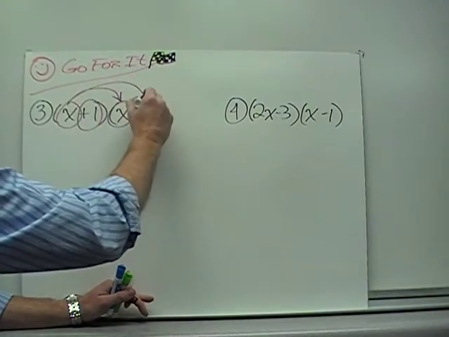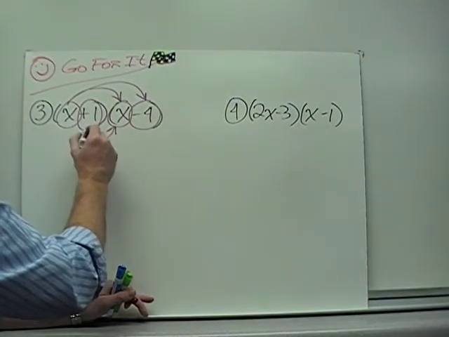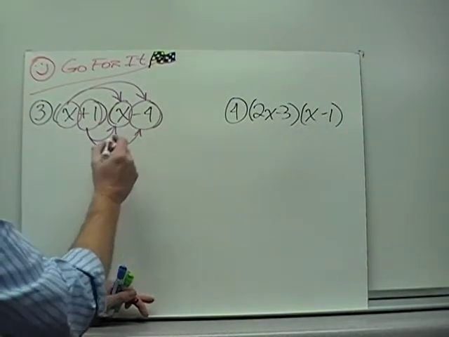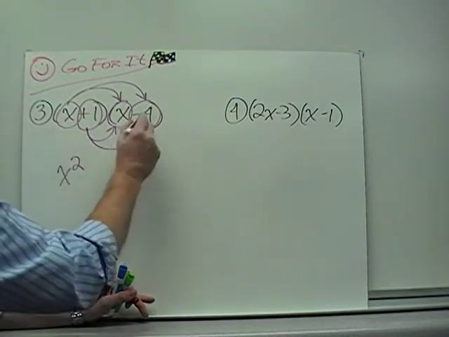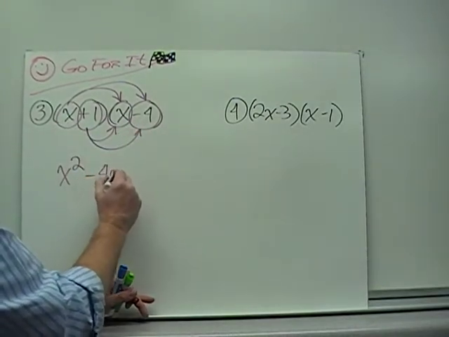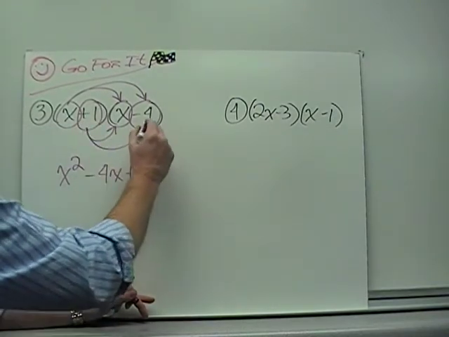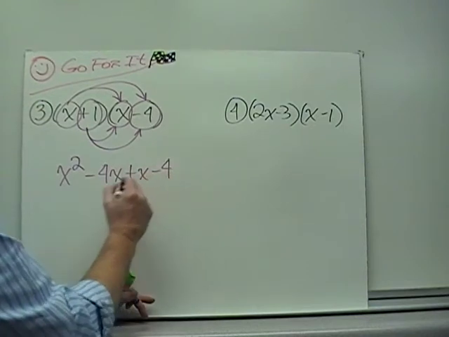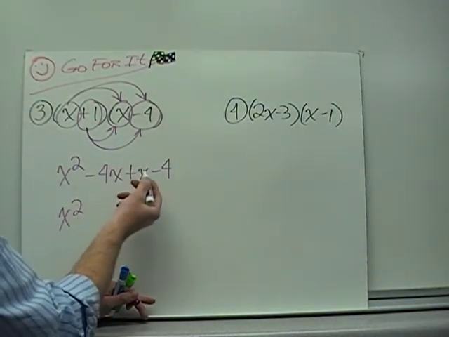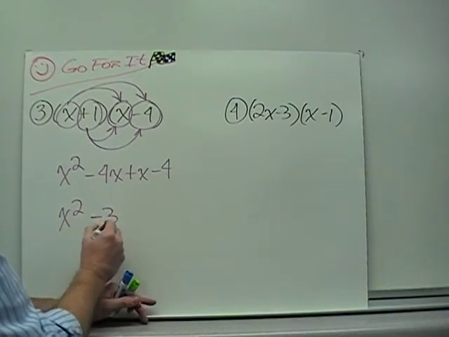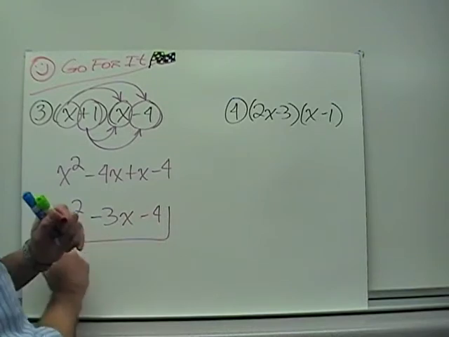First, outer, inner, and last. X squared minus 4x plus x and minus 4. Combine like terms. Negative 4 and positive 1, that just takes 1 away from there. Minus 4, and we're done.